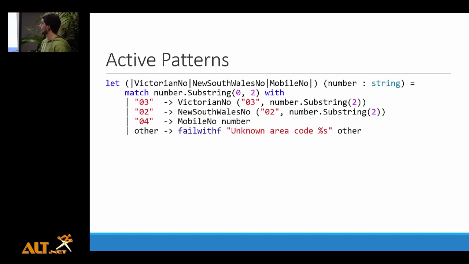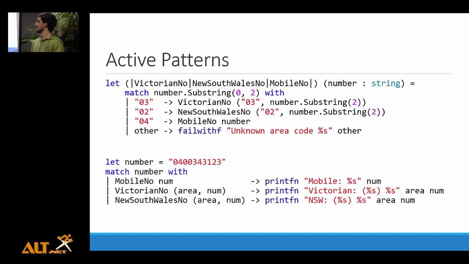In the example on the slide, we're going to create an active pattern that takes a phone number and then figures out whether it's a Victorian number, a New South Wales number, or a mobile number. It does that by inspecting the first two characters in the string. You can see those three cases, Victorian number, New South Wales number, and mobile number, listed in between the pipes up on the first line. Then we take in a string as a parameter. We match the first two characters against it. If it's 03, then it's a Victorian number. If it's 02, it's a New South Wales number. If it's 04, it's a mobile number. And if it's one of the other ones, then, the slide's not big enough, so I just throw an exception.